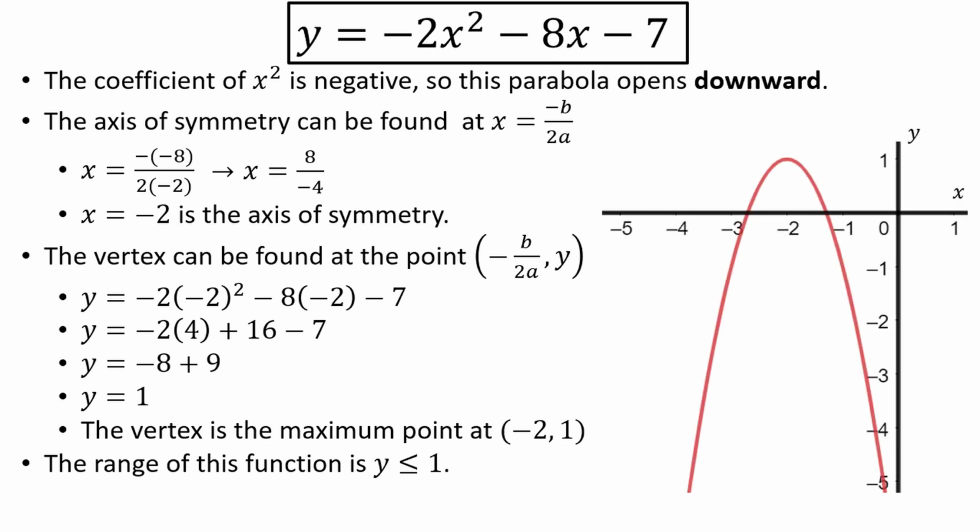Here is the graph of this parabola. You can see that the axis of symmetry is at x equals negative 2, just like we found. You can also see that the vertex is at negative 2, 1, which is the maximum value on the parabola. We can also see that the range is y is less than or equal to 1, as the highest value on this function is y equals 1.